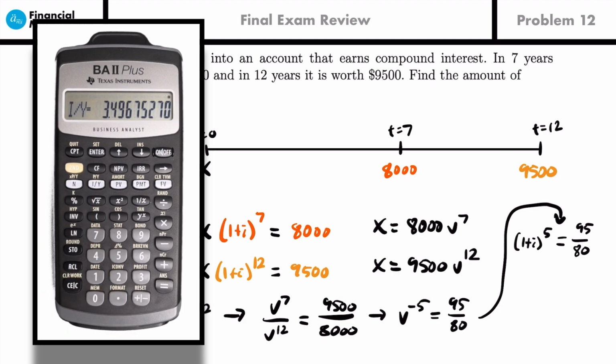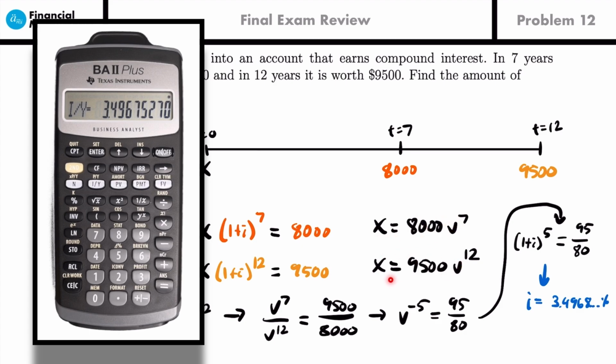It's about 3.496%. Really, it's about 3.5%. So I'll just write it down like this. We now know that I is equal to about 3.4968%. Okay, it's about 3.5, but I decided to write some more decimals down there. Now what we can do is use that interest rate in one of these two expressions or one of these two calculations to find x.